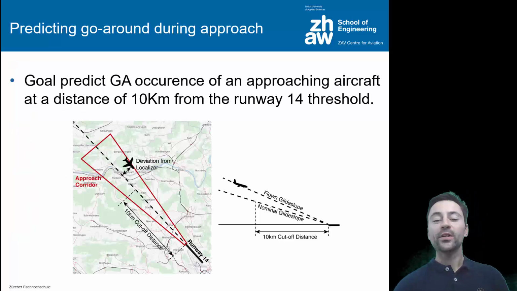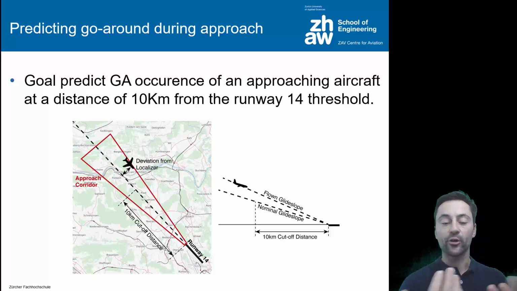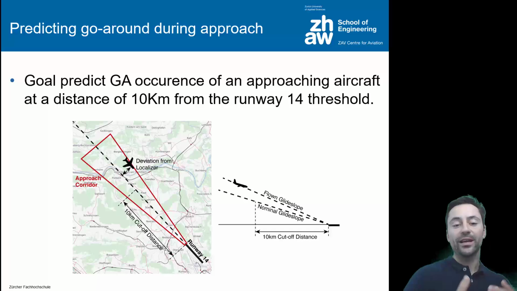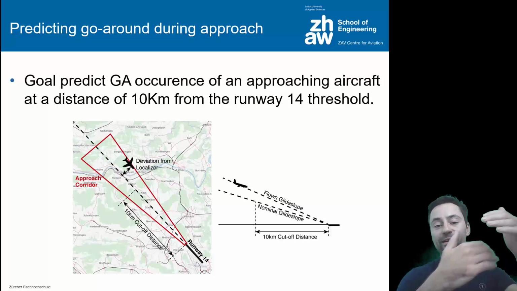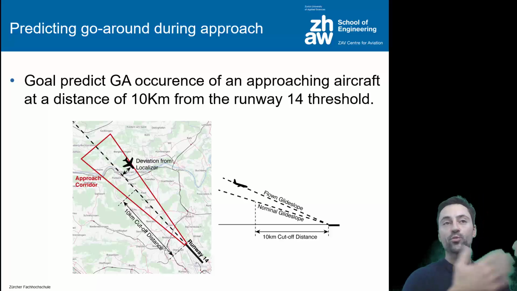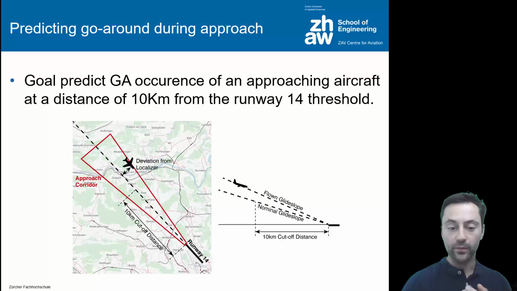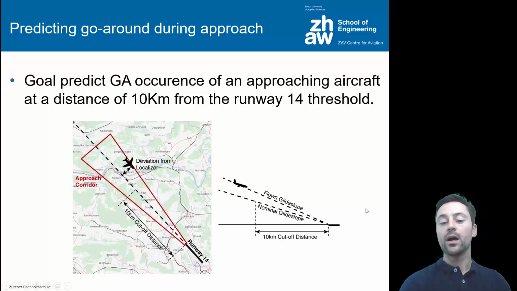So the goal is to predict if an approaching airplane will perform a go-around or not. But to do that, we'd like to use no data from the airplane when it is closer than 10 kilometers from the runway 14 threshold. The reason is that it has much more value if you can predict a go-around well before it happens. Just for later on, you can see that we have an approach corridor, and you can see the 10 kilometer cutoff distance on the plot, as well as what a glide slope is and what a deviation from the localizer is, on the left plot.